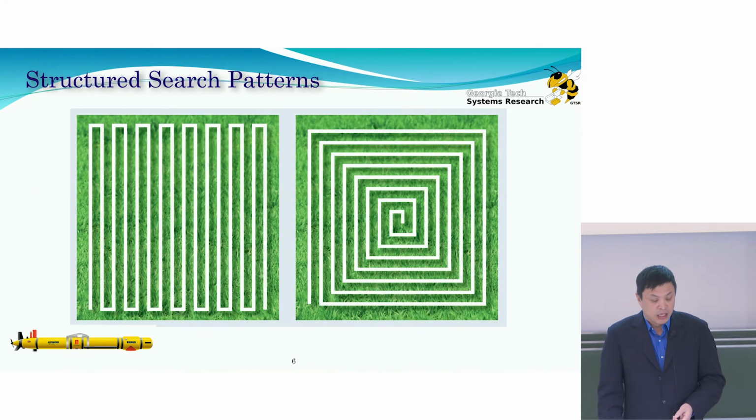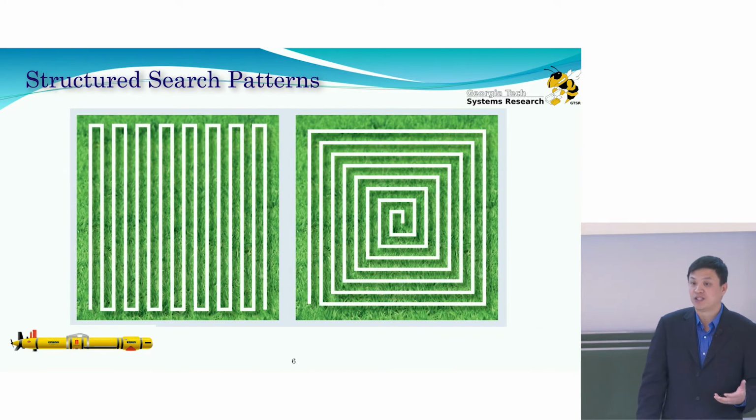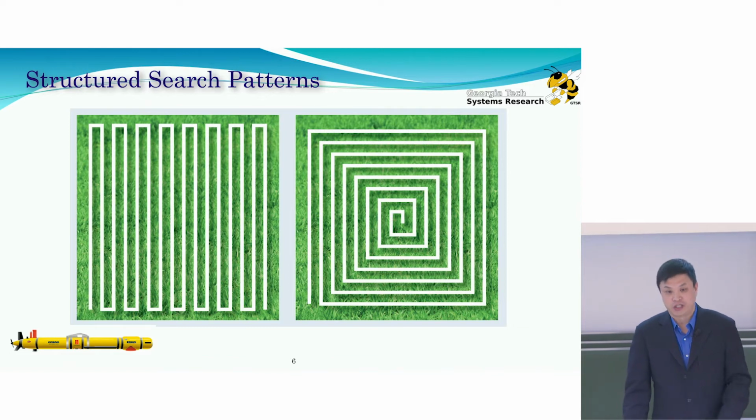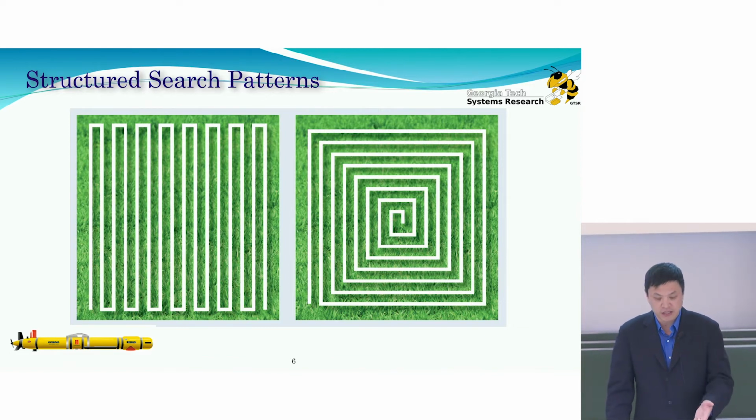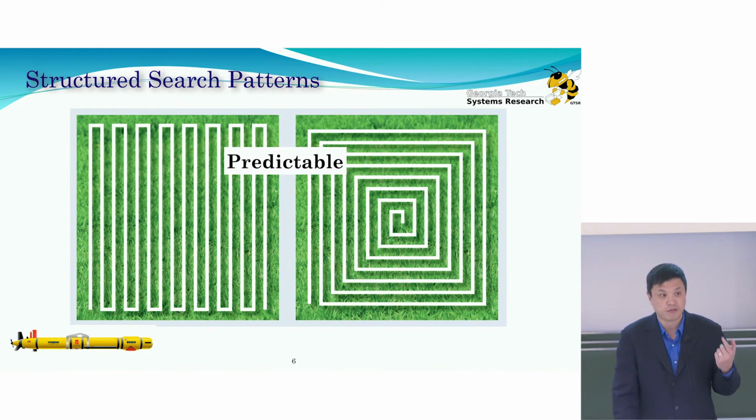All right. So let's look at some of the standard engineering solutions for search in an area, and this is structured search patterns. Here I listed the lawnmower pattern and also the spiraling in, spiraling out pattern. These are standard search patterns nowadays. The good thing about these patterns is they're very predictable, and the search is going to be finished in finite time. If the target is in this area, you're guaranteed to find it in finite time.